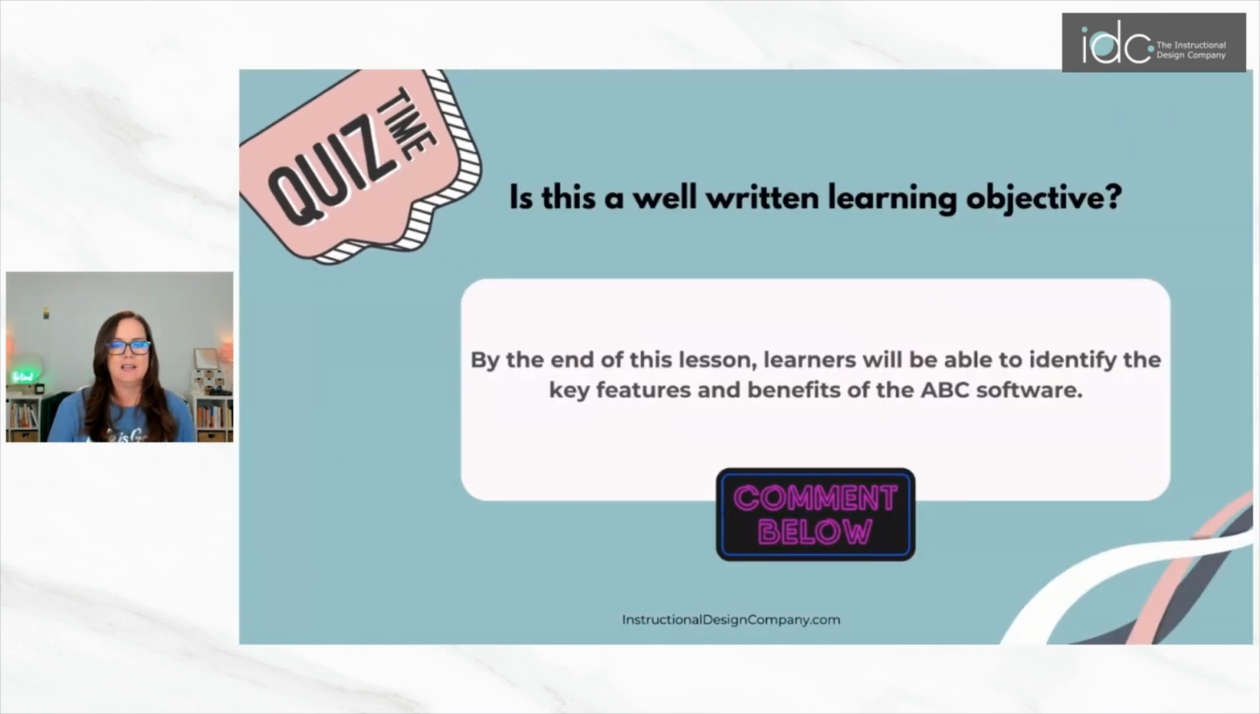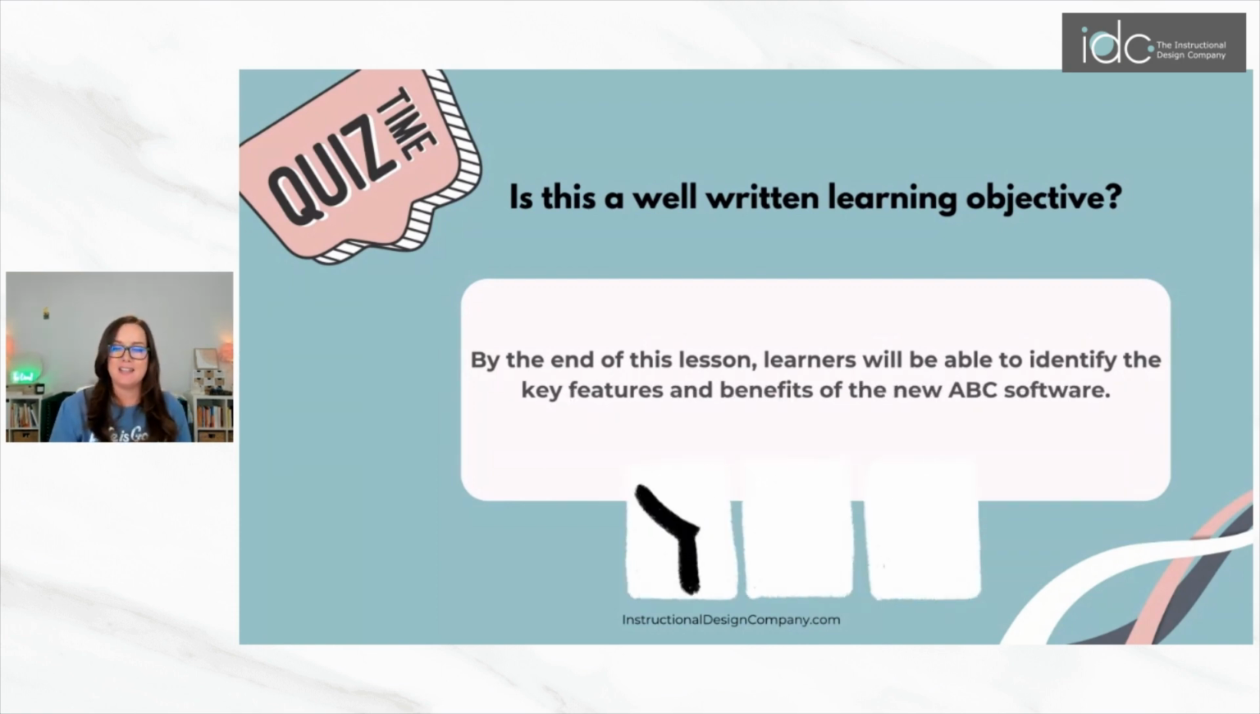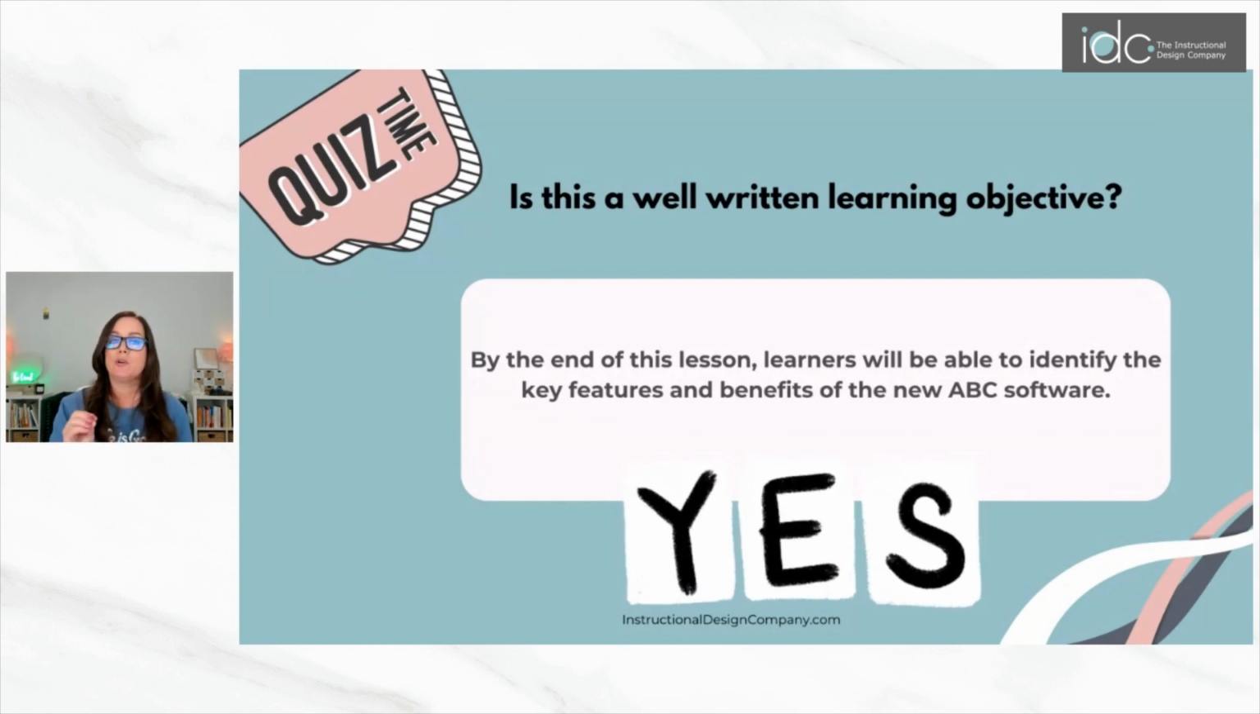All right. So here's a little pop quiz for us to practice. What do you think? Is this a well-written learning objective? Now, we didn't do anything complicated, but here it is. By the end of this lesson, learners will be able to identify the key features and benefits of the ABC software. Yes, the reason that this is a decent objective is because we do say, remember, it's an objective.